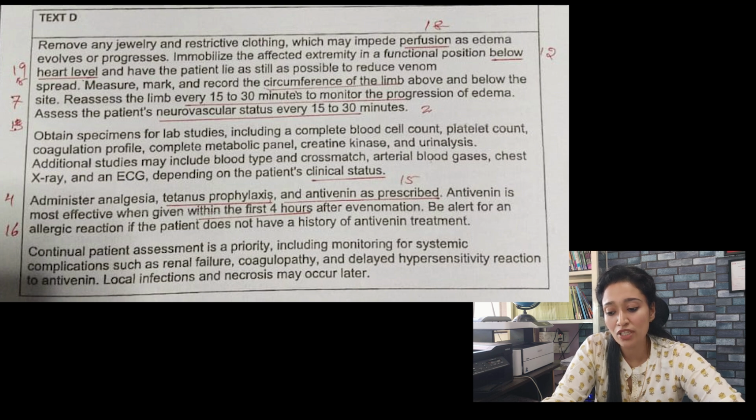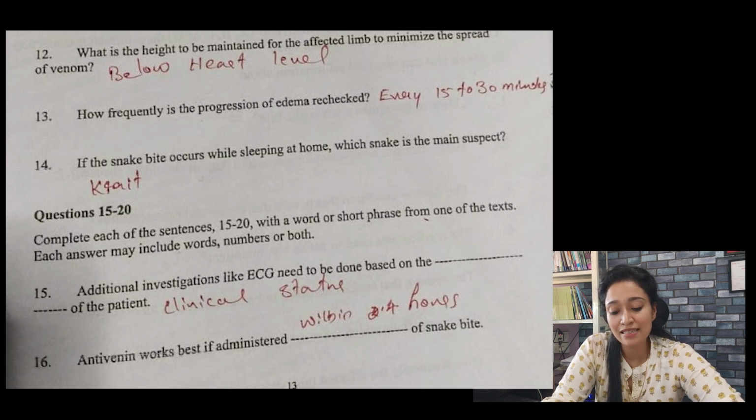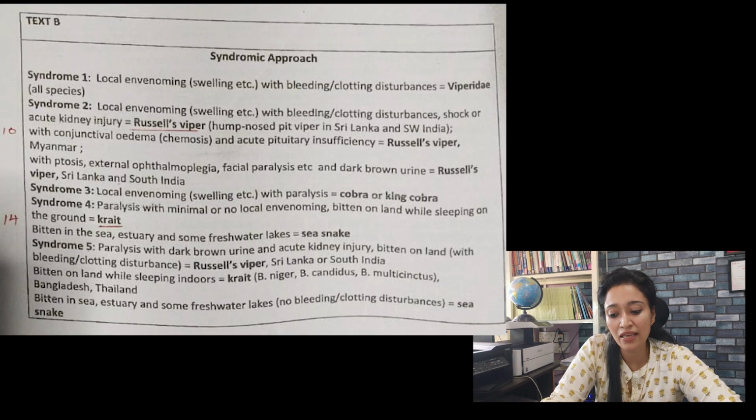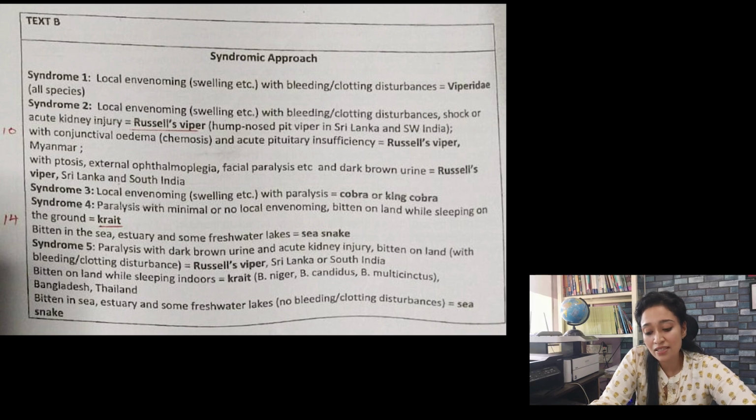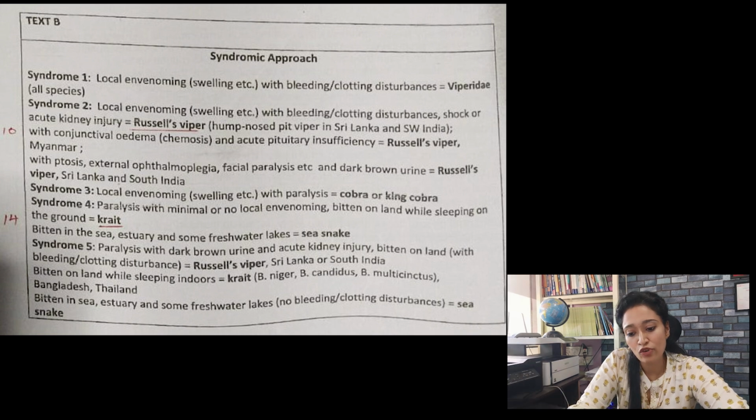Now we will move on to the 14th question. If the snake bite occurs while sleeping at home, which snake is the main suspect? Here the keywords are sleeping at home and main suspect. So this information can be seen in the text B, where it is given that the snake bite caused by the snake krait causes. Here we can see the answer in the text B, where it is given syndrome 4 paralysis with minimal or no local envenomation bitten on land while sleeping on the ground. It is seen in the snake krait. So the answer is krait.